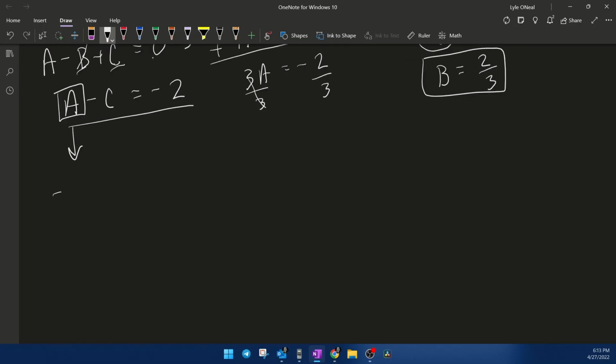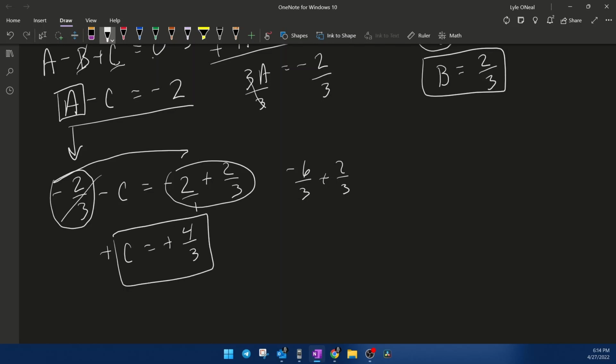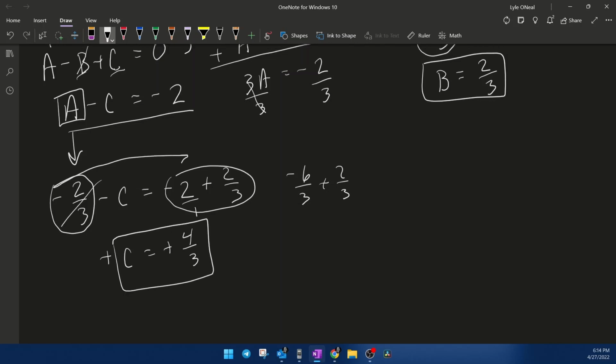So here we have a was -2/3 minus c is -2. Bringing the -2/3 over makes it a +2/3. That's going to say -c equals whatever this works out to be. And using a common denominator, 3 times 2, that's -6/3 plus 2/3 is -4/3. And then if I simply change the signs on both sides, we can see that c is 4/3.